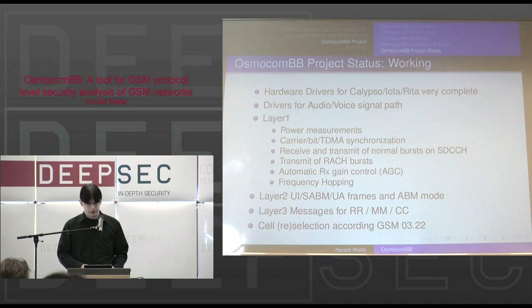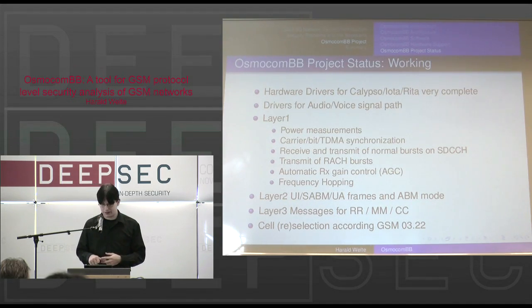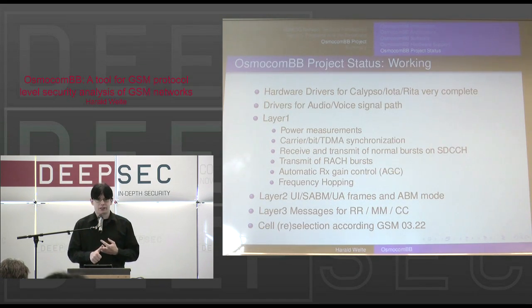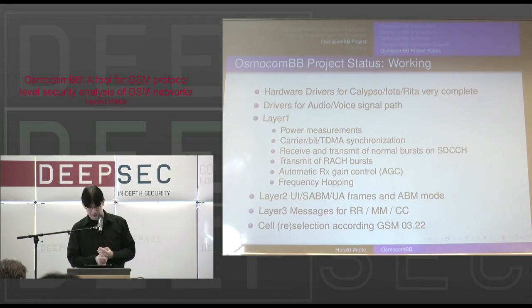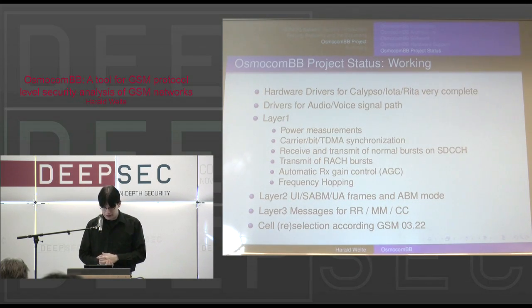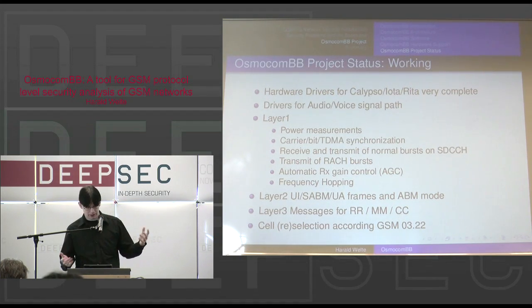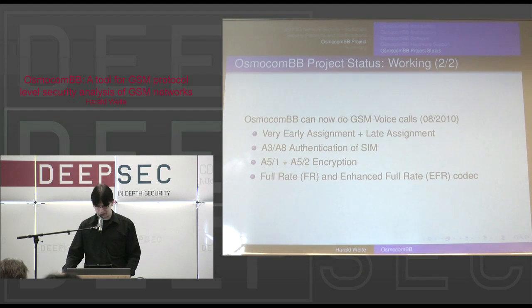Now, what is working? We have hardware drivers for basically anything. We have a layer 1 that does all the main tasks of a layer 1: power measurements, the various synchronizations to carrier clock, bit clock, TDMA. We can receive various bursts and we can transmit them, of course. We have automatic gain control. We implement frequency hopping. We drive the encryption accelerator or encryption implementation hardware that exists. We have a layer 2, layer 3. We have cell reselection and so on.